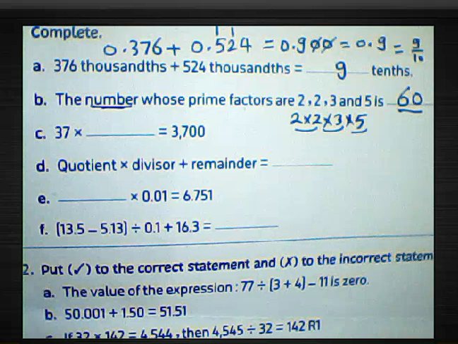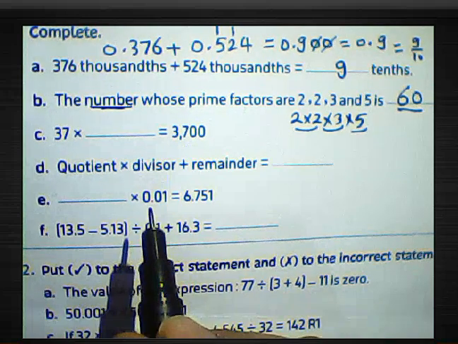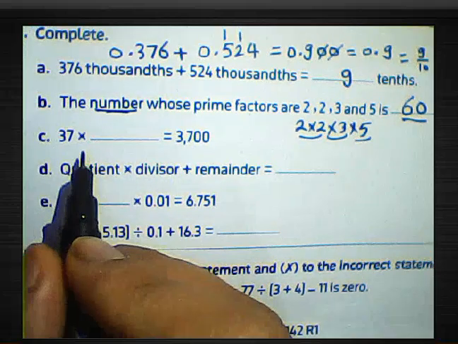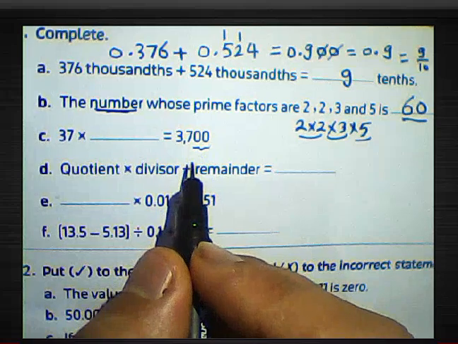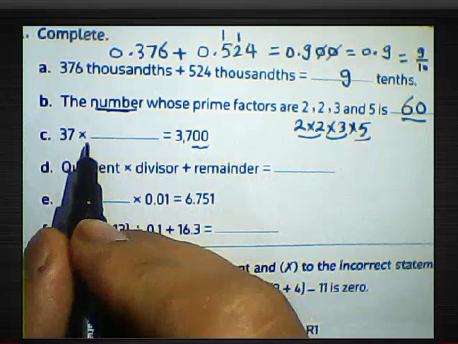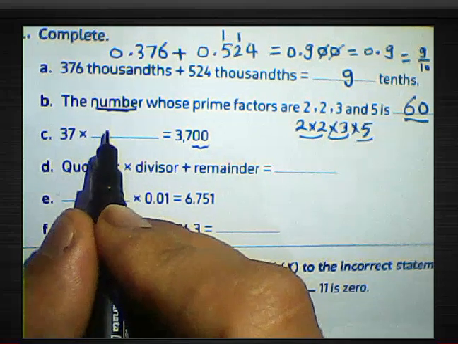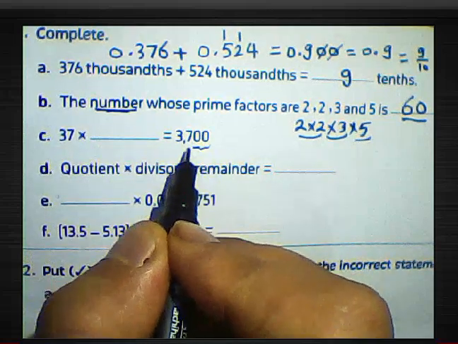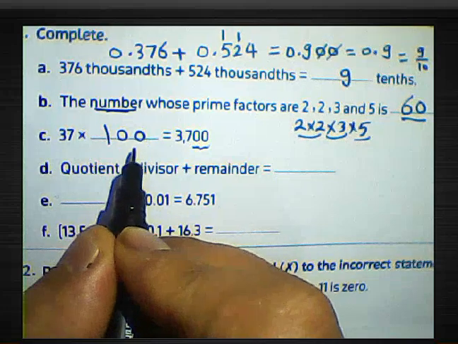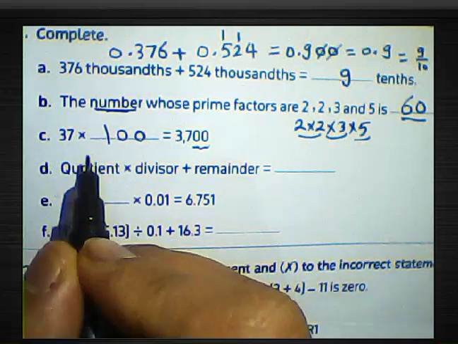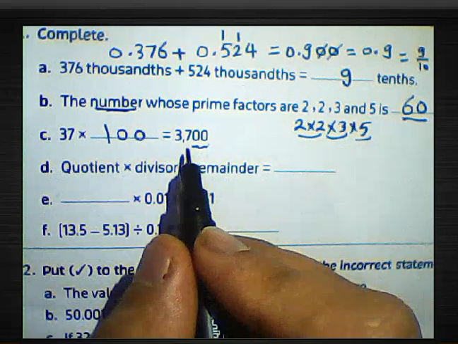Question letter C. 37 times what equals 3,700. Look here, 37, right, and two zeros behind it. We can find the missing number by multiplying by what? Ask yourself. We have two zeros, then we multiply by 100. 37 times 100 equals 3,700.